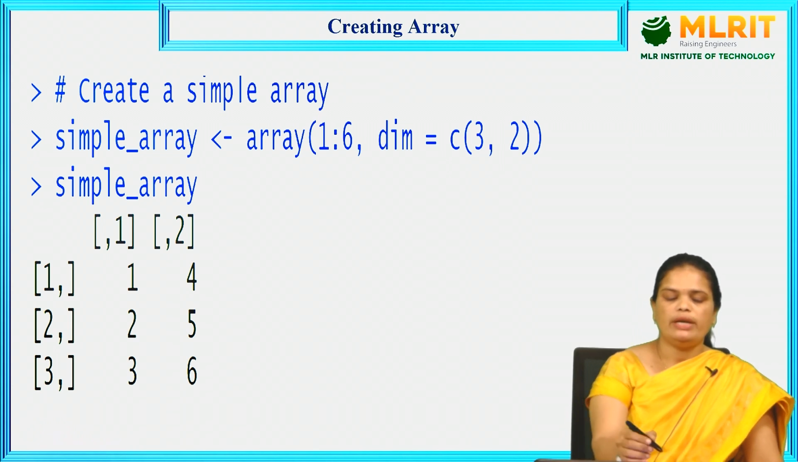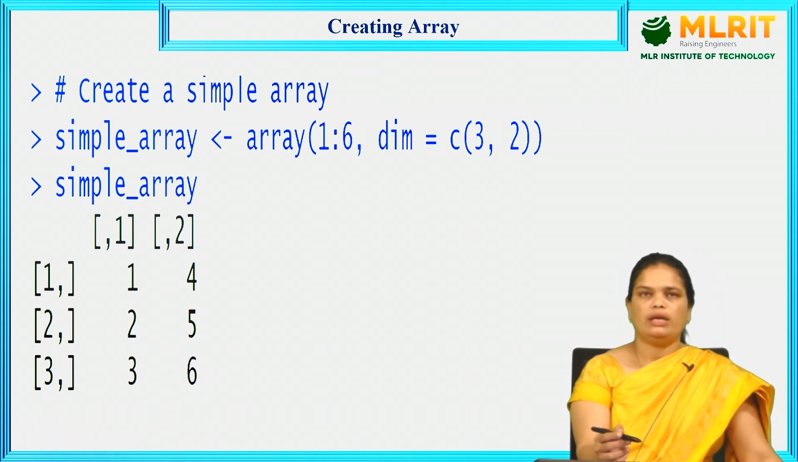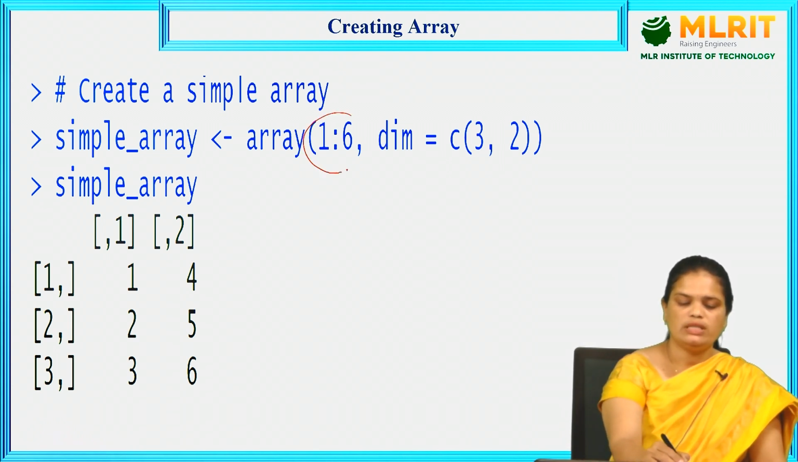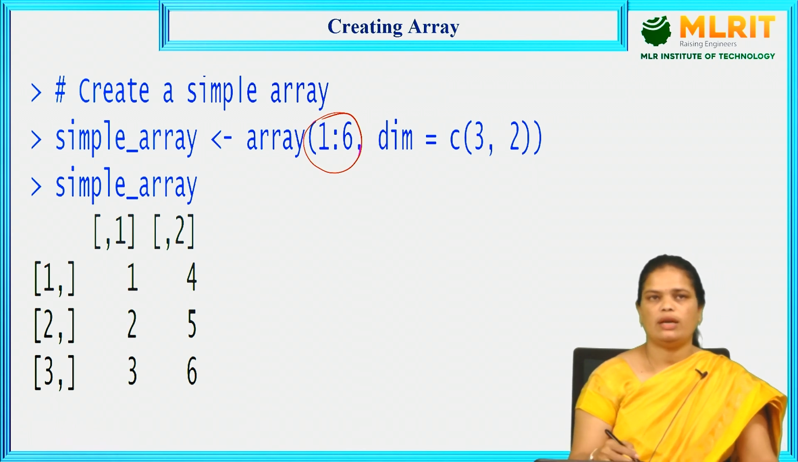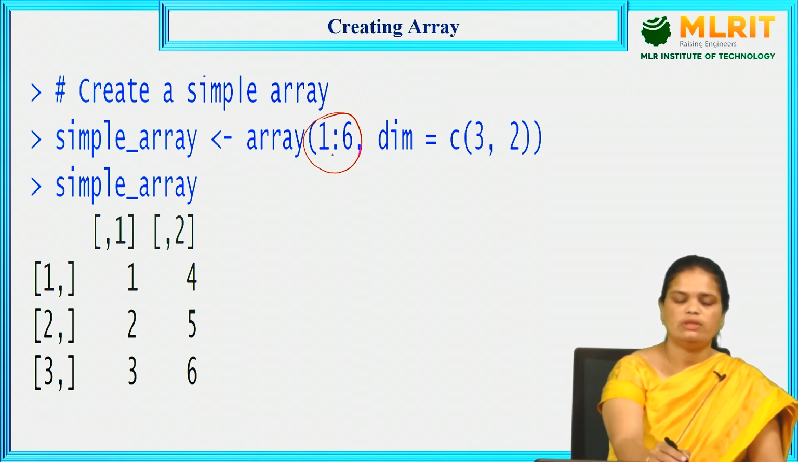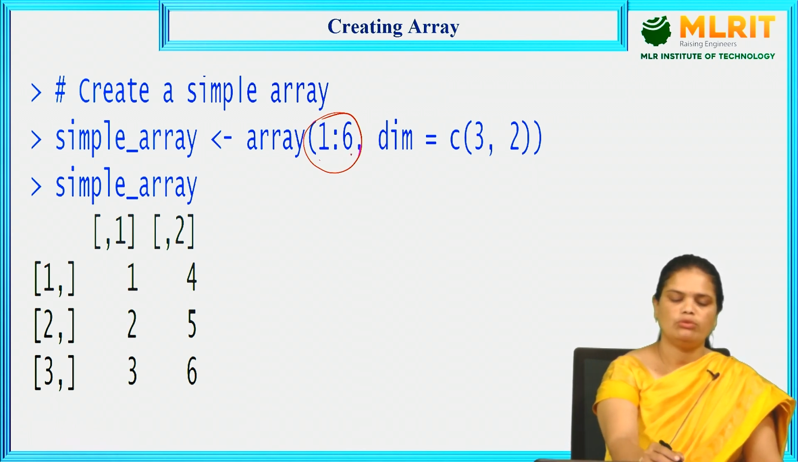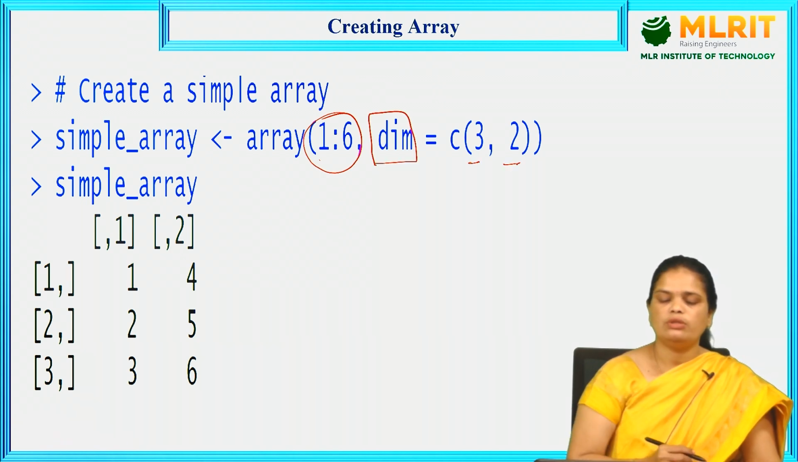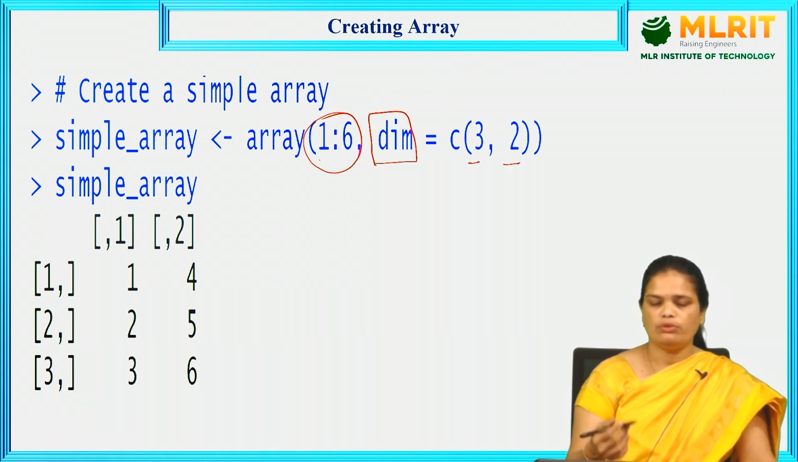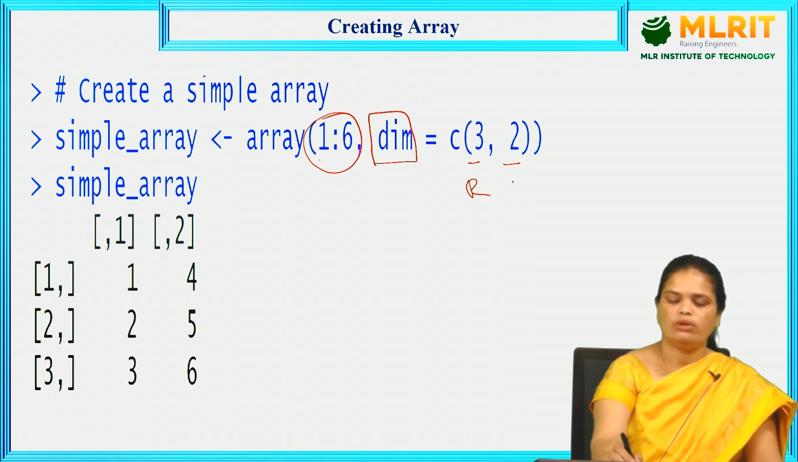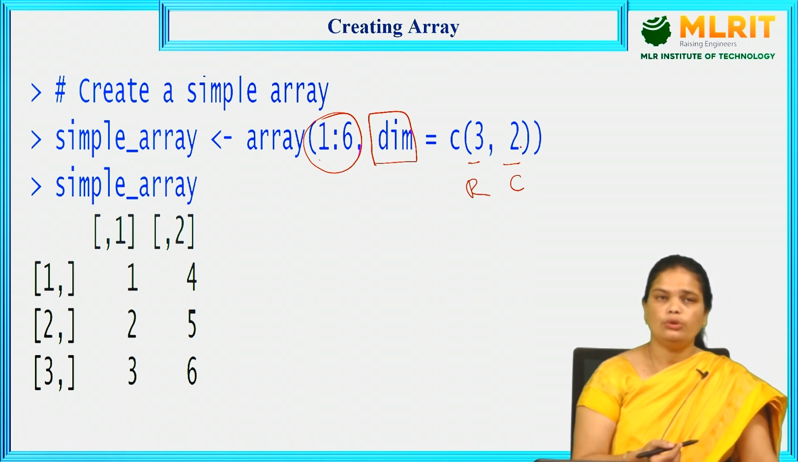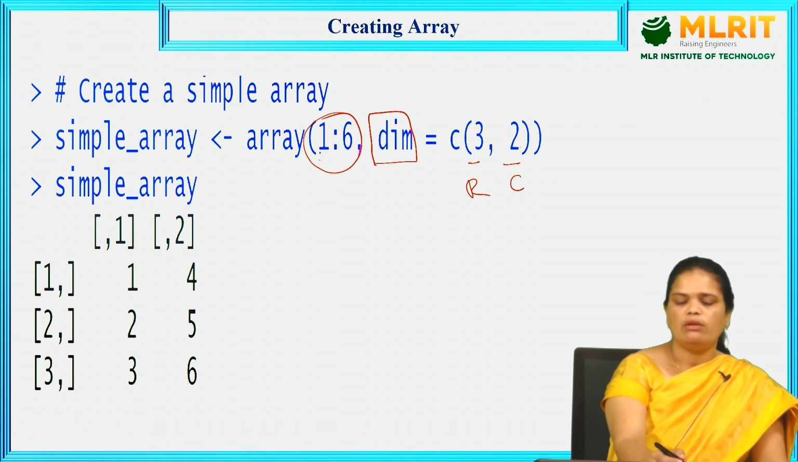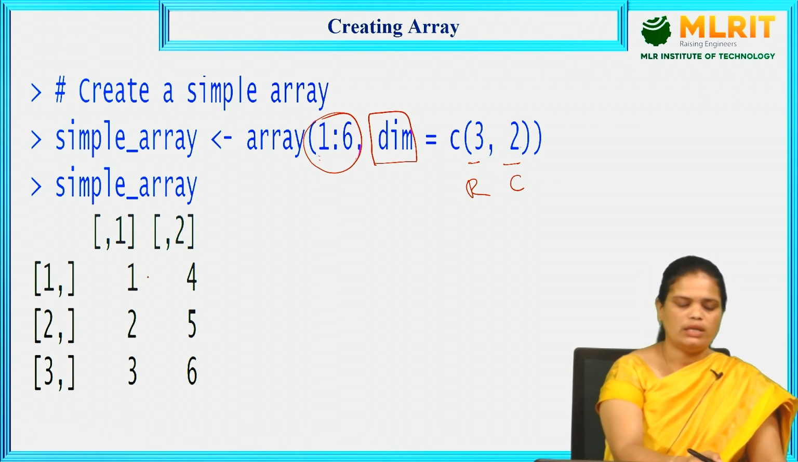So look at an example of creating a simple array. We are using a sequence here. Instead of typing all the numbers, we are using a sequence. The sequence will start from 1 and move till 6. And I am using a dimension parameter to specify how many rows and how many columns I want in an array. I want 3 rows and 2 columns. Now look at 1 to 6 values arranged like this: 1, 2, 3, 4, 5, 6.